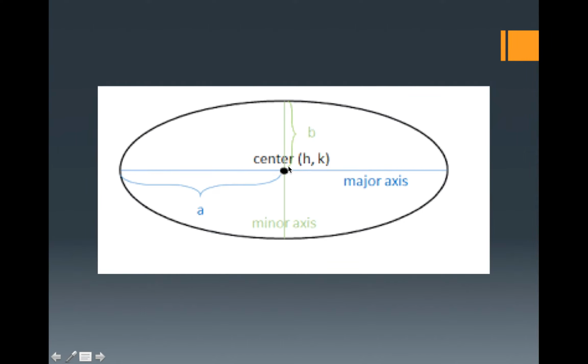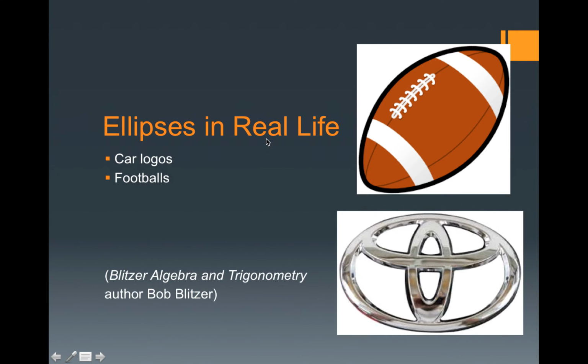The center right here is h, k. So the major axis is the longest distance from the center to any point along the ellipse. So here, the major axis is lengthwise. A is greater than B, so therefore, this is a horizontal major axis. And the perpendicular direction here is the distance between the center and the side, which is B. And B is the minor axis since this one segment is less than this one segment of A.